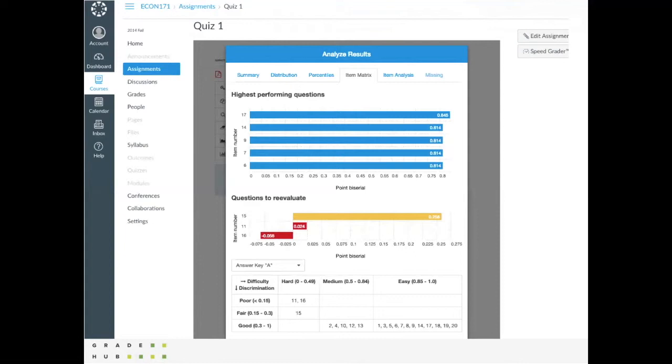And then anything that's 0.3 and above is absolutely fine in terms of discrimination. Oh, great. That's interesting.